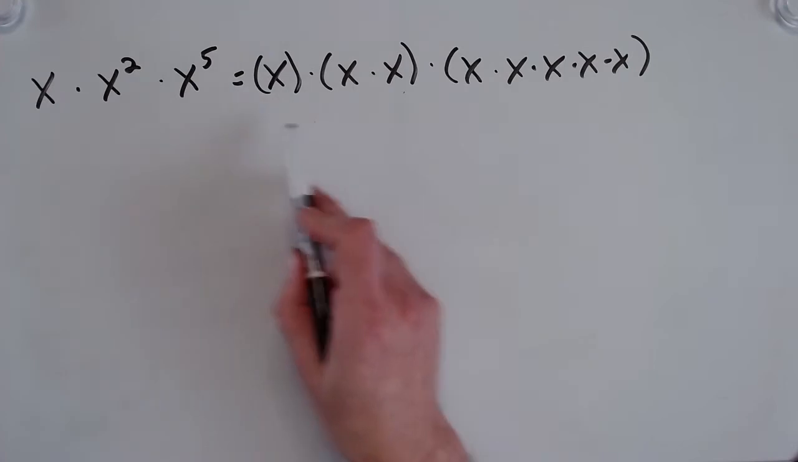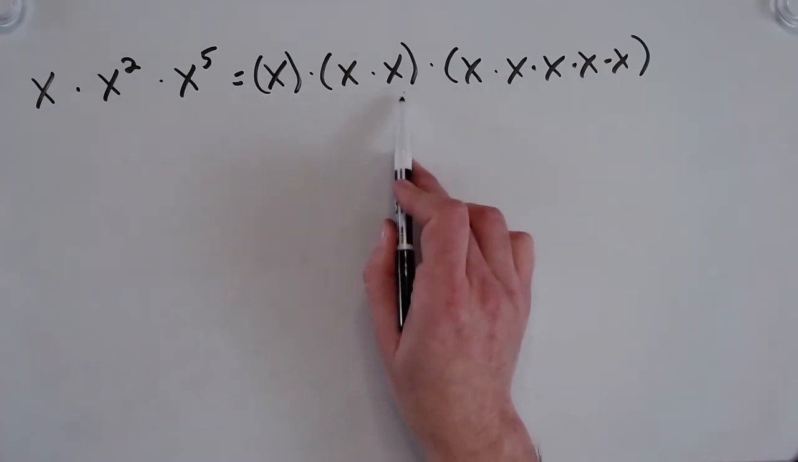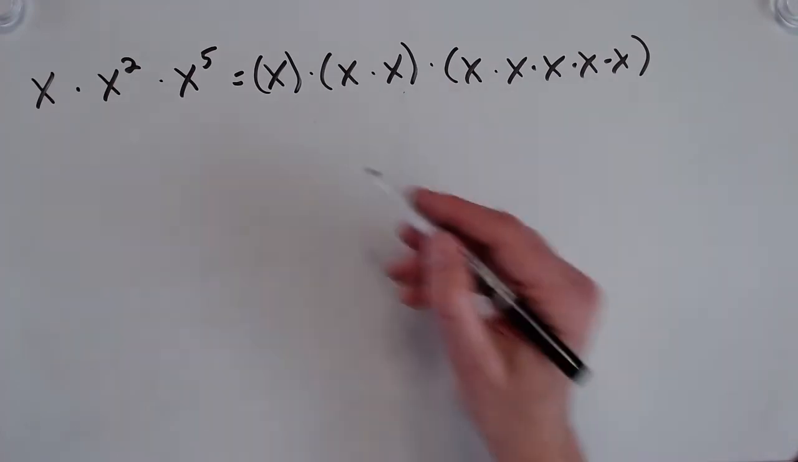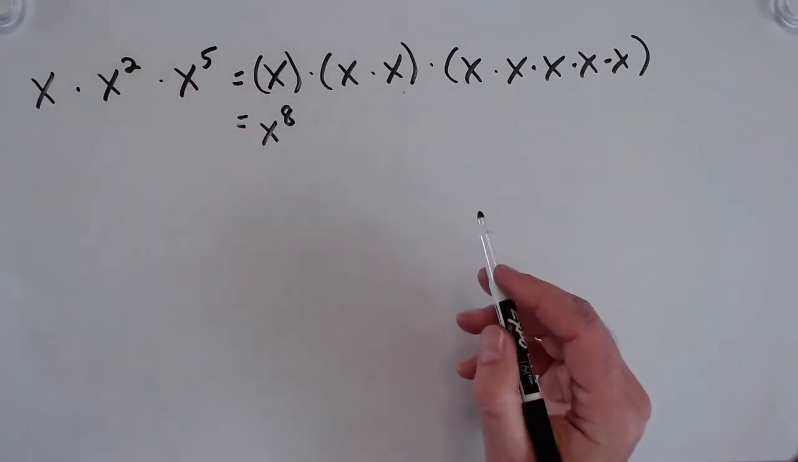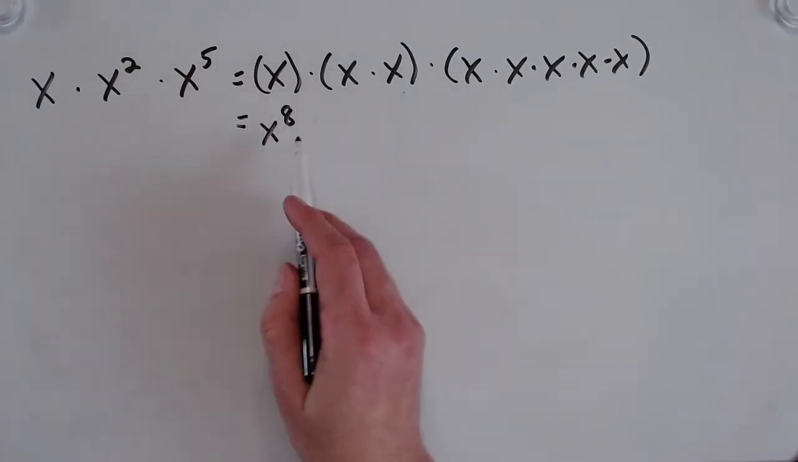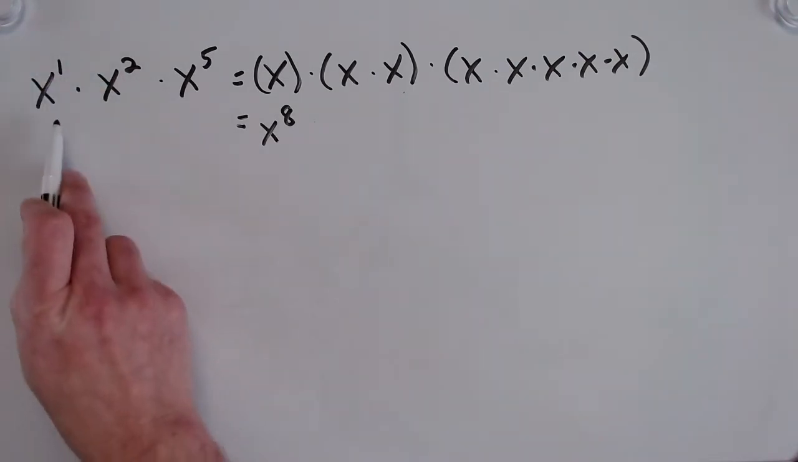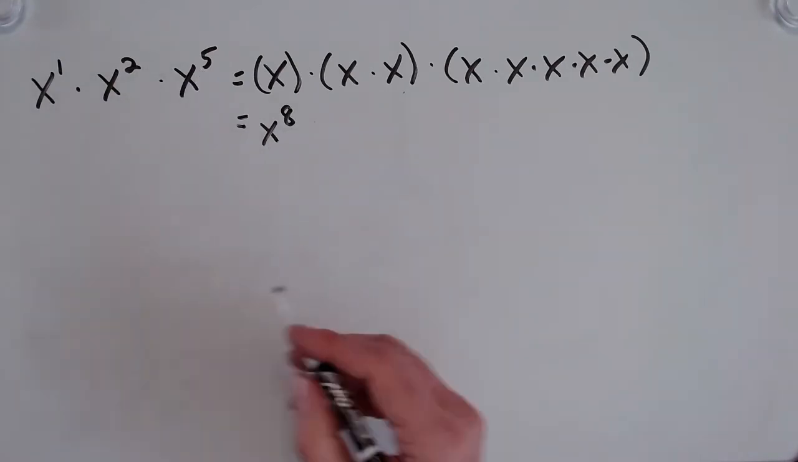So we've got a bunch of stuff all multiplied together. Doesn't matter what order we do it in. So we've got x times x times x times x times x times x times x times x. And that's 8. X to the 8th. So we could have just added the exponents. But what you have to remember is that there's basically a 1 up here. So 1 plus 2 plus 5 is 8.